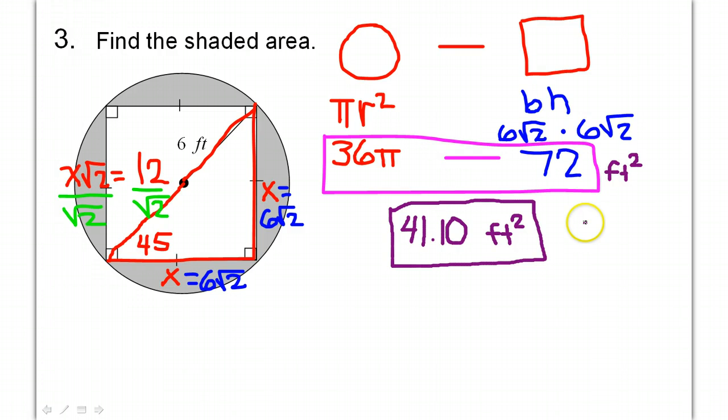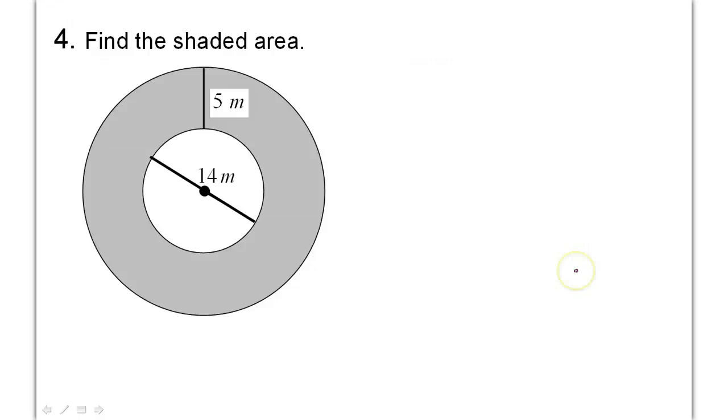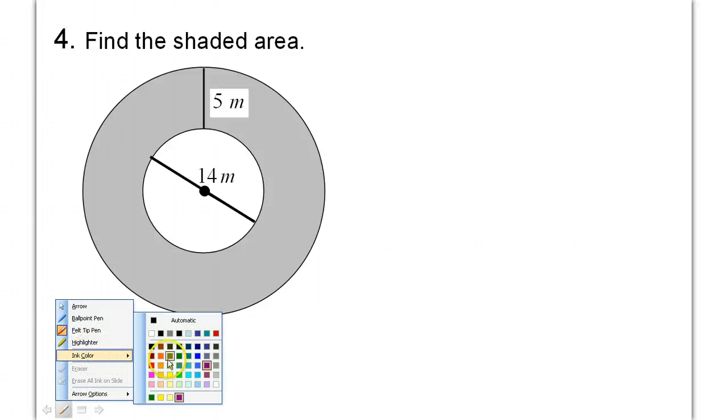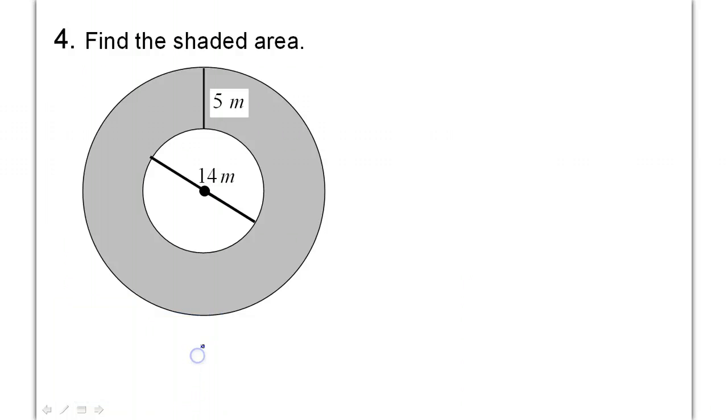Okay, that's how we do number 3. Alright, looking at number 4. This is similar to what we were just doing on the previous slide. We have a shape within a shape. We have a big circle and inside a smaller circle. So when we subtract, we're going to just simply do the larger circle minus the smaller circle.